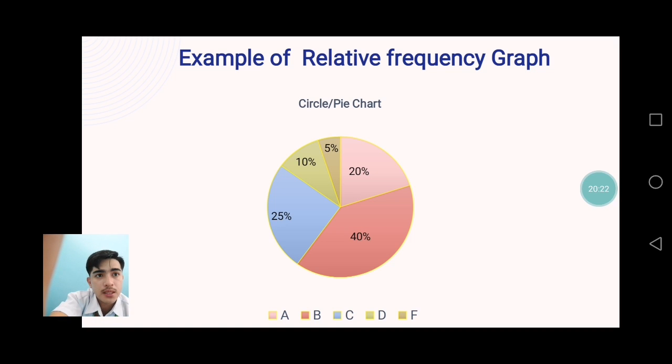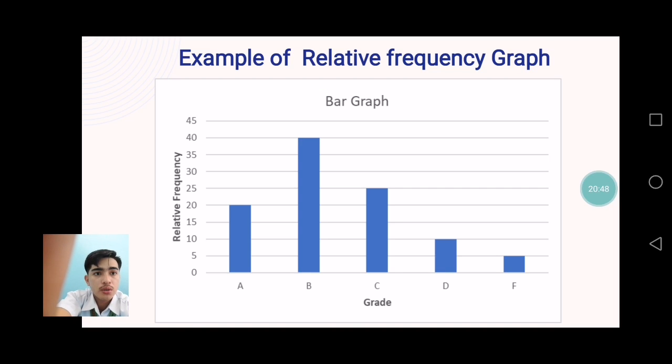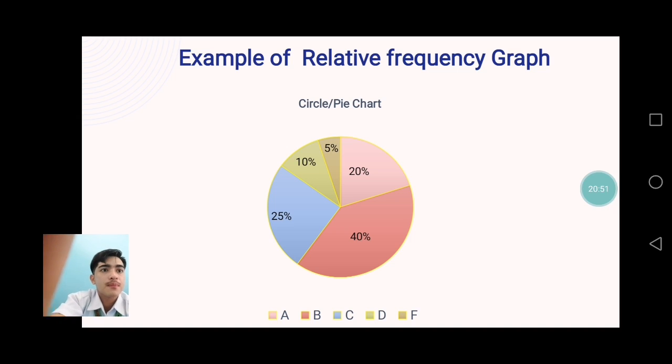So how do we come up with this pie chart? For the pie chart, we will use the degrees of the circle. You will use 72 degrees, 144 degrees, 90 degrees, 36 degrees, and 18 degrees for each corresponding grade on test A, B, C, D, F by using a protractor. But I'm not showing you anymore here how to locate them in a circle for each percent. As long as I have the presentation on how to make a circle or pie chart.